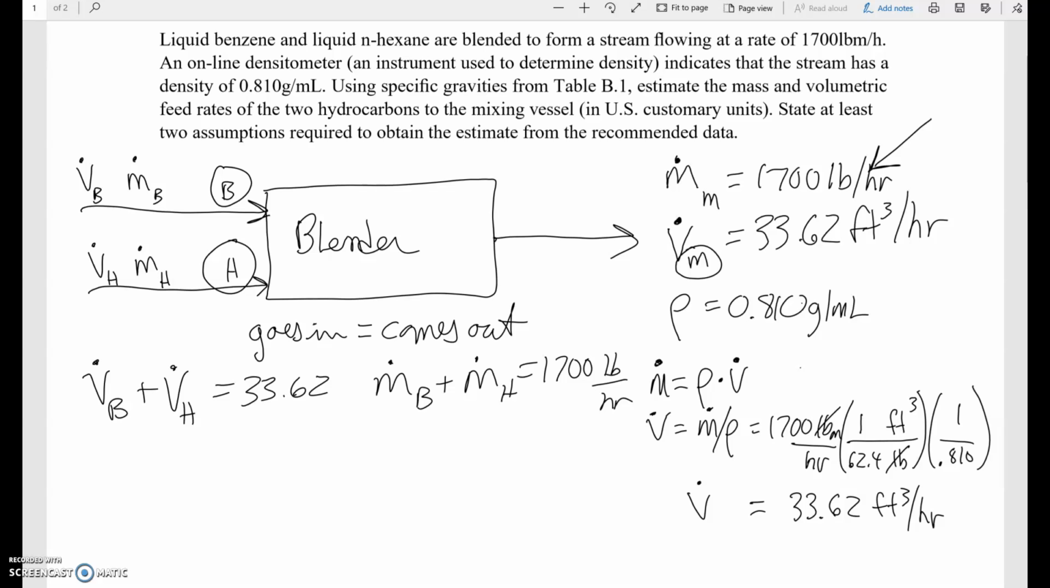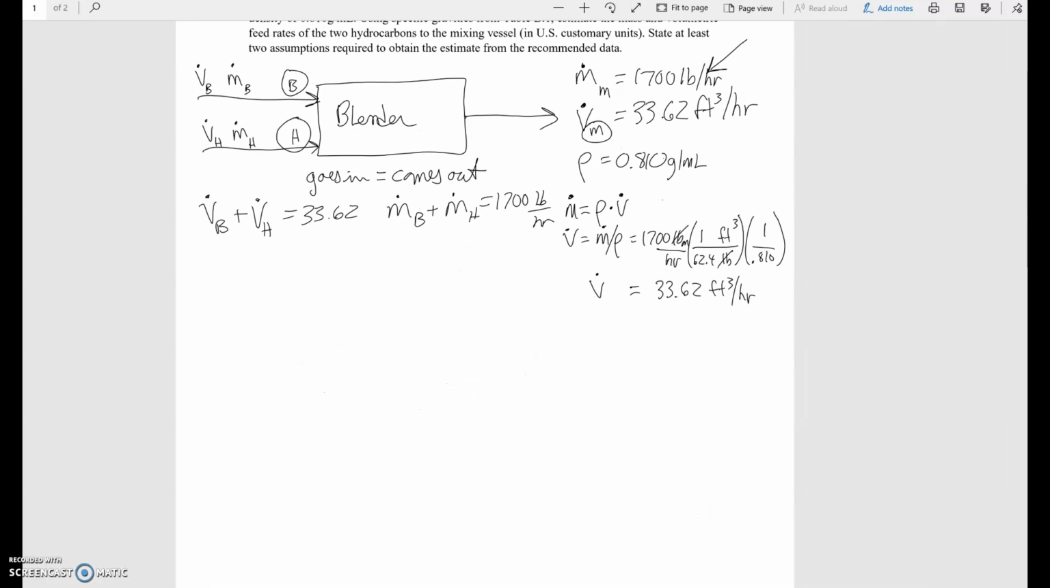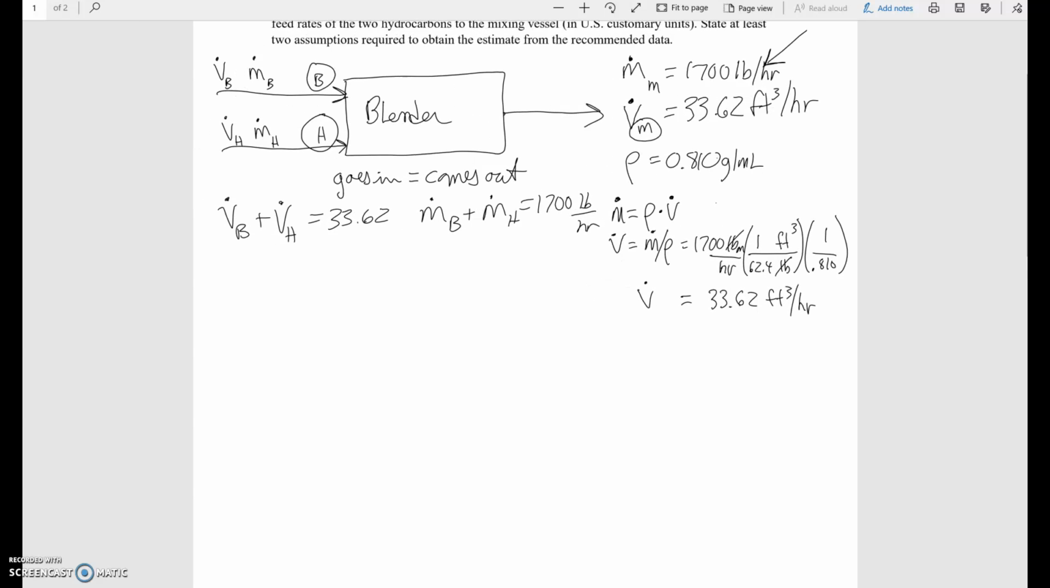That's great. That tells us where we are, and that gives us a path forward. Now let's see here. What can I do with this information? I've got 4 unknowns. I've got VB dot, VH dot, MB dot, and MH dot. And I need to solve for all 4 of those things, which looks like on the surface I can't do it. But actually I can. Now, why can I do this?